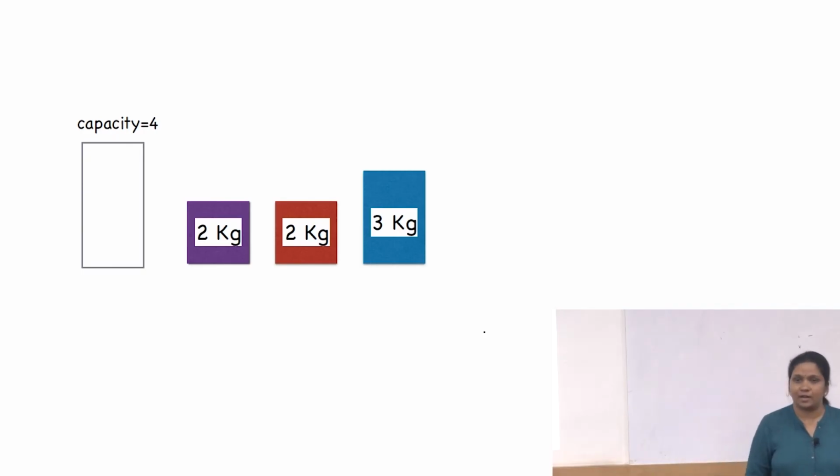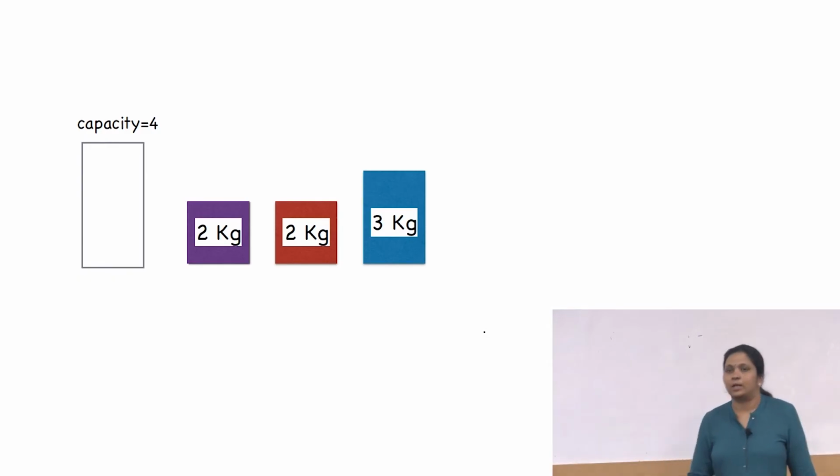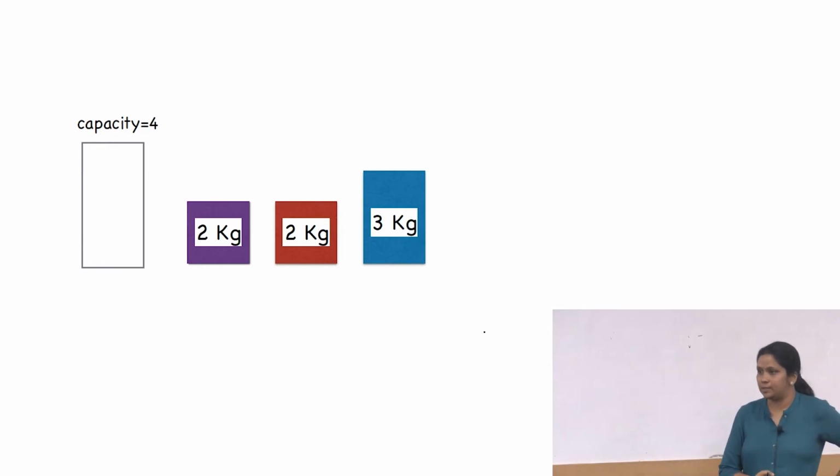Any of the greedy strategies work? For example, here the greedy will tell you to take 3, right? That will give you the maximum. It's not per unit weight, but still 3 has the maximum profit. If you take 3, you cannot pack anything else. So it won't work. Okay, so we'll use dynamic programming for this.